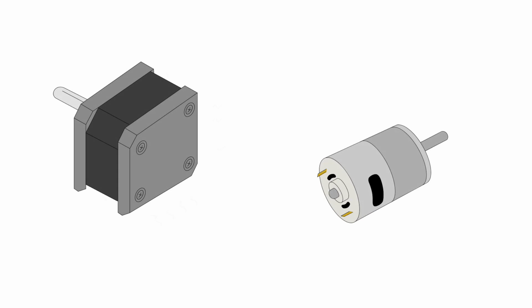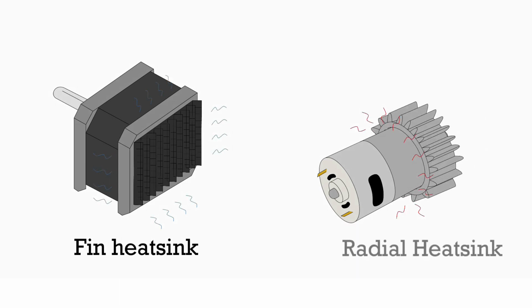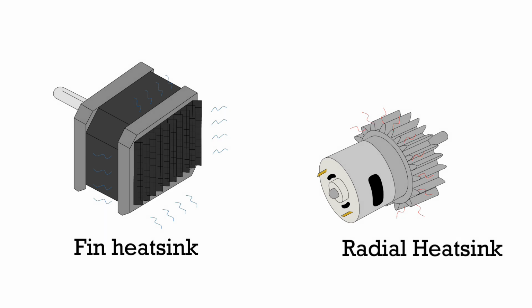Heatsinks have a wide range of applications. For example, the stepper motor used in 3D printers produces enough heat to damage itself in the long run. A fin heatsink is used here, designed to effectively absorb and disperse the heat. Similarly, a radial heatsink is employed for high torque DC motors, which allows for maximum contact and efficient heat dissipation.